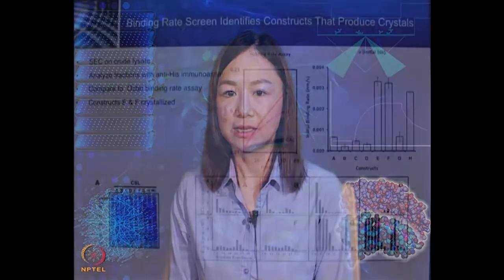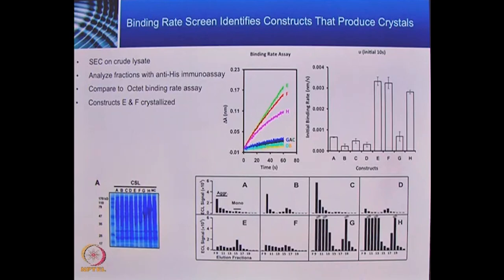The researchers measured the initial binding rate of these constructs to the biosensor. By calculating the initial binding rate, they can plot this data on an XY plot, as you can see on the upper right corner of the slide. It's very interesting to notice that the constructs with the highest initial binding rate actually correspond to the constructs with the highest soluble portion. So these two constructs were selected for further crystallization study, and the researchers then got the crystals of these two constructs.